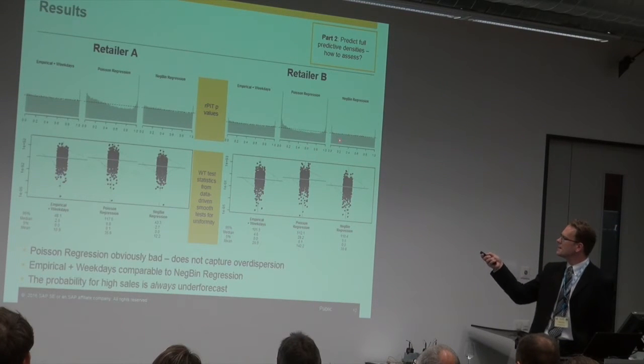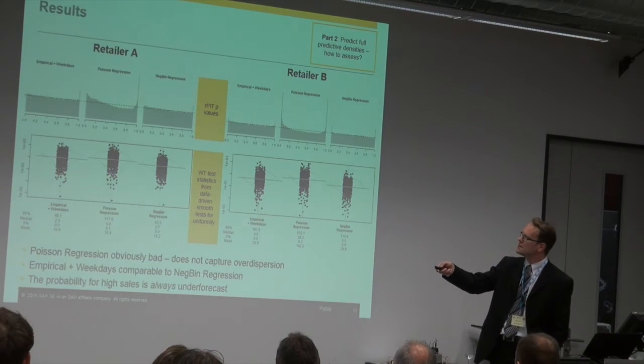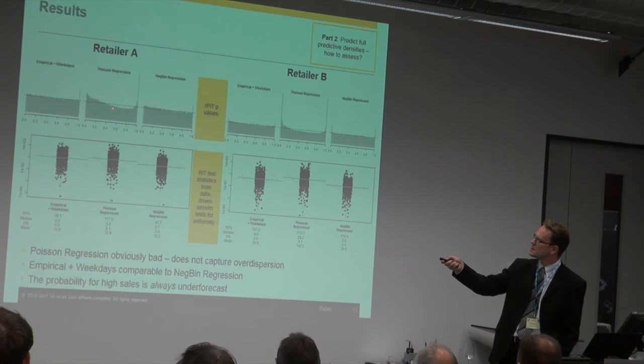At the top, we see histograms of these randomized PIT p-values for empirical plus weekdays, for Poisson regression, for negative binomial regression, and the same on the right for the other retailer. Let's start with that here. What do we see here? Well, let's look at Poisson regression first. We see a histogram that's kind of U-shaped.